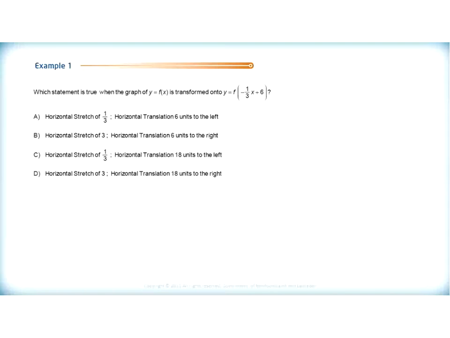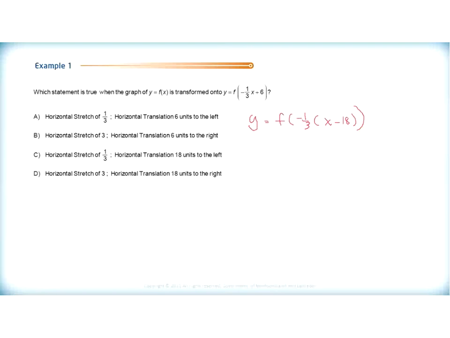Which statement is true when the graph of y equals f of x is transformed onto this function? Again, we're looking for the transformations. Notice again, no set of brackets here. We need to rewrite this function like this, or rewrite the equation as negative 1/3 outside of x subtract 18 bracket. Make sure we're good. Negative 1/3 times x is negative 1/3 x. Negative 1/3 times a negative 18 is a positive 6.